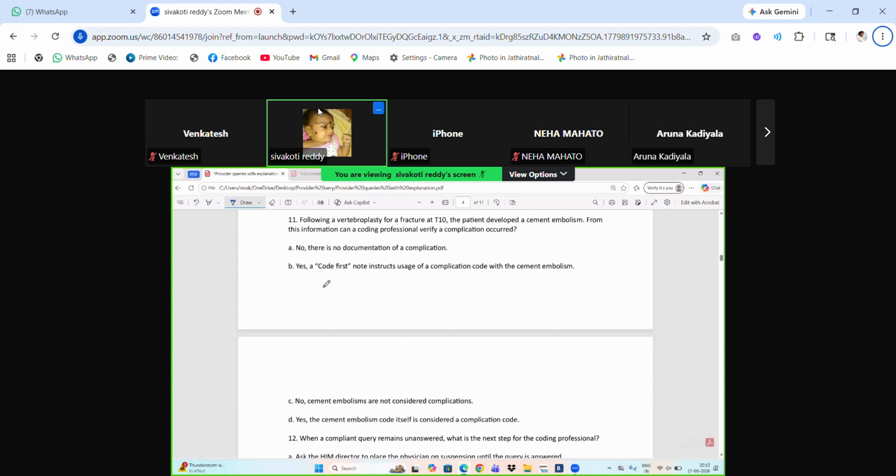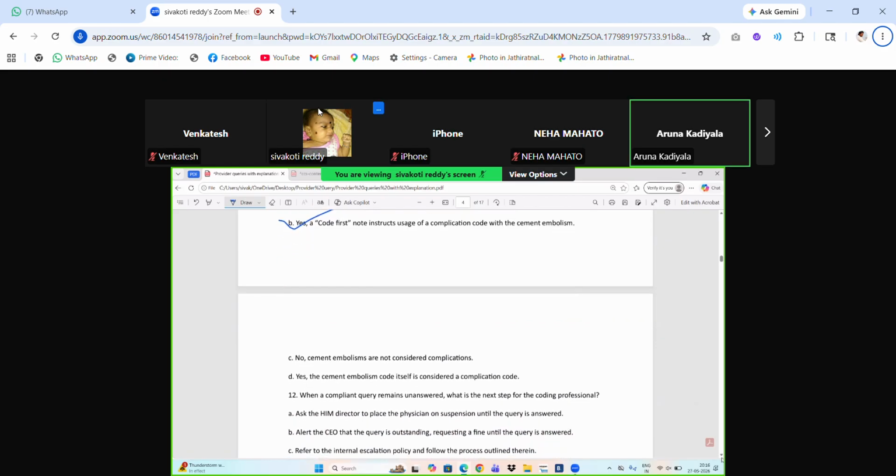D. B. Yes, code first note instructions uses a complication code with the cement implemented. So we need to check which code we need to code first. Okay, we have the code first concept here. It was a complication, but we need to check code first. Okay, which one do we need to code, fracture or complication?